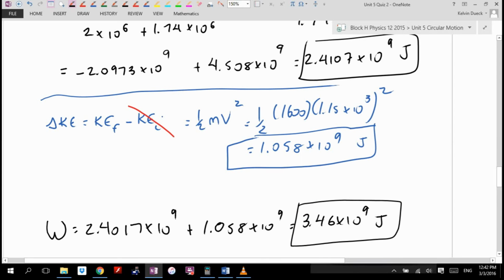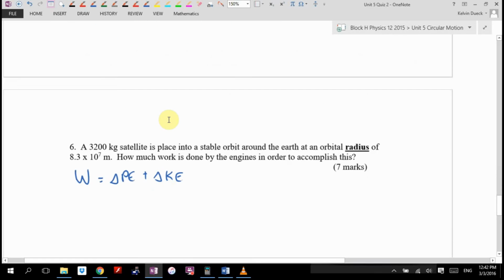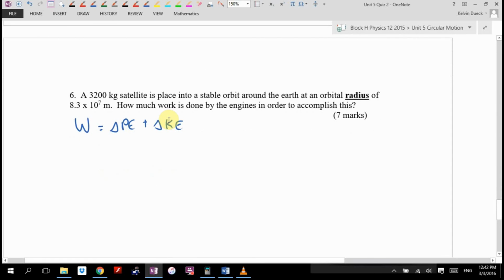Is that the longest question of the year? Nope. Second longest. Longest question of the year is, hey, what if I don't give you the orbital radius? Sorry, the orbital speed, and you calculate it? Like number 6.